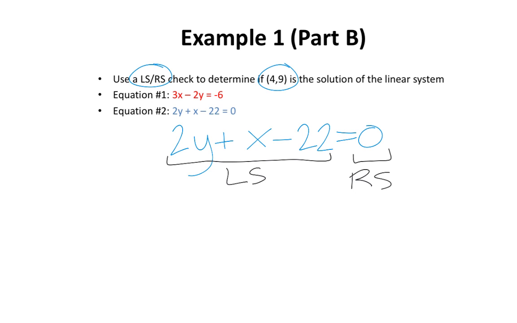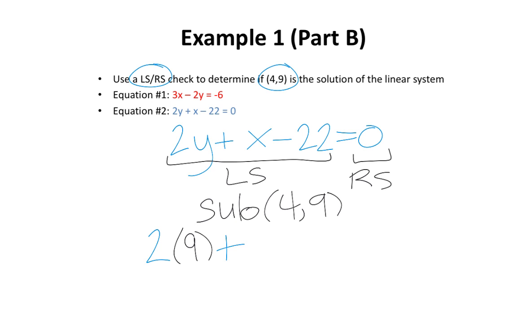At this point, we want to substitute in our coordinate, so I'm going to say sub (4, 9). All right, so I'm going to replace x with 4 and y with 9. Everything else stays the same. So instead of y, I'm going to write 9. Instead of x, I'm going to write 4. The negative 22 stays the same, and the equal 0 stays exactly the same as well.